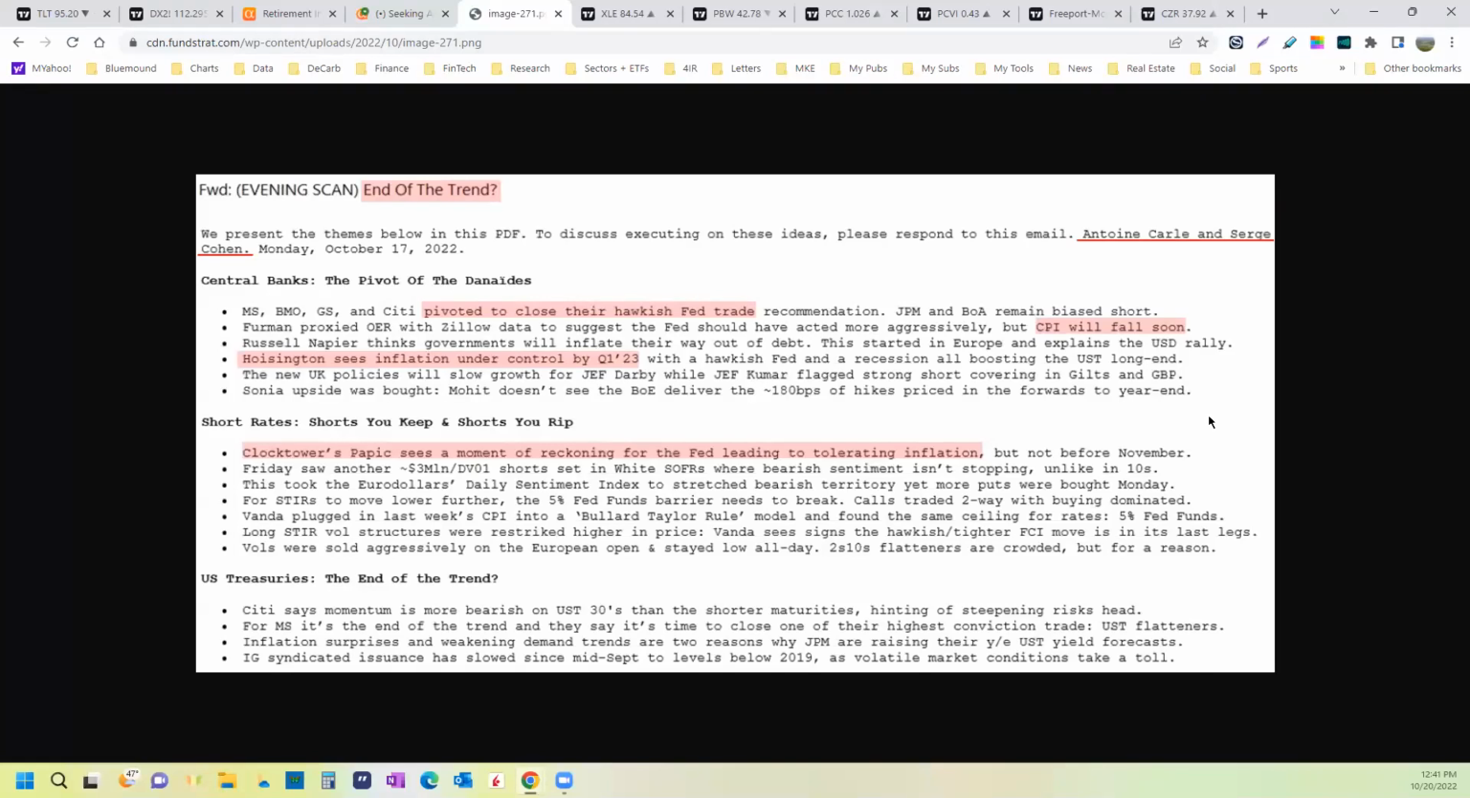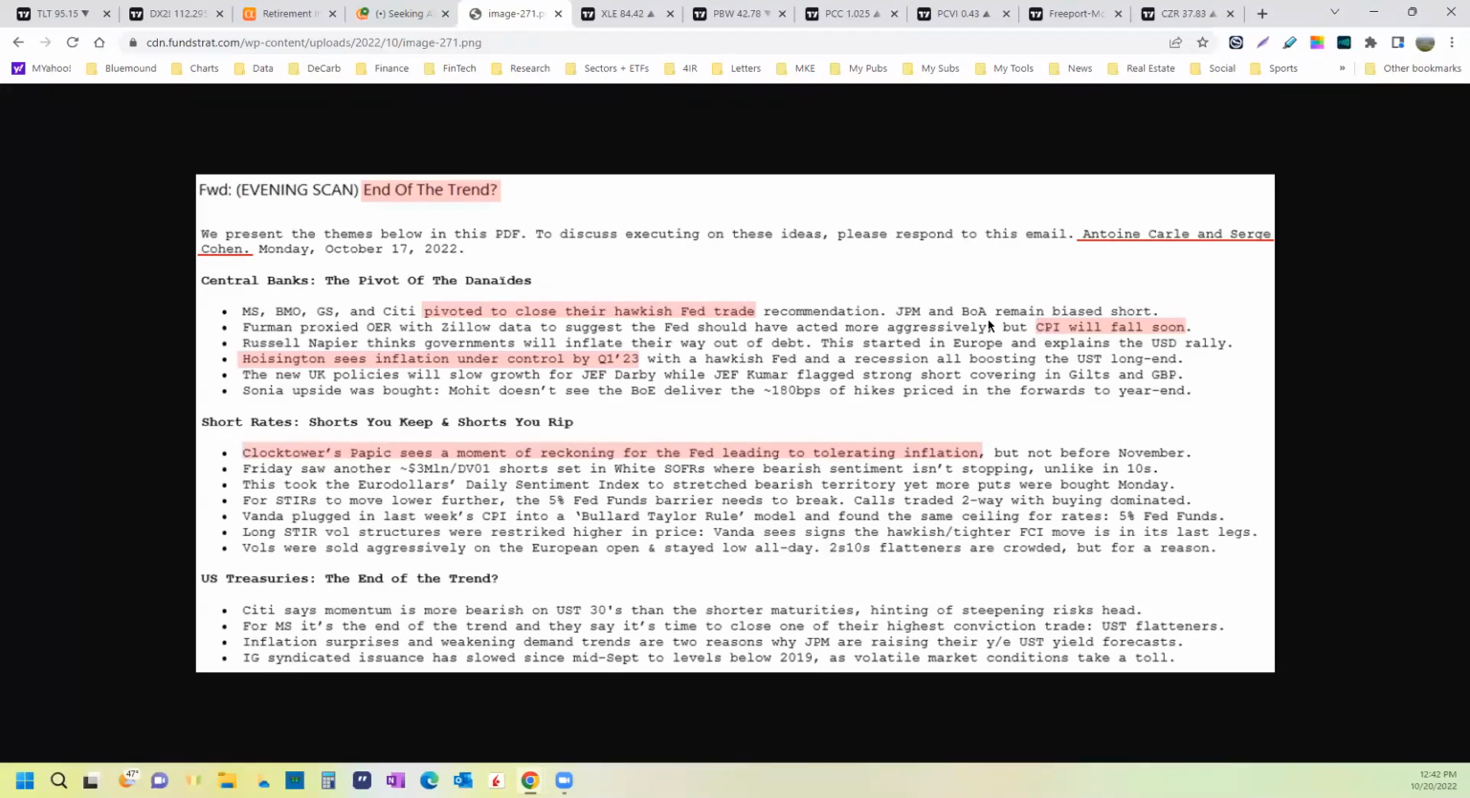So I went through some of the big banks. And you see Morgan Stanley, BMO, Goldman Sachs, Citi all closed their hawkish Fed trades. Well, immediately the narrative becomes, well, they're bullish. No, they're just saying what I'm saying. So they're not sure. And if you're not sure, don't make a bet. All right. It's like flipping a coin. Do you really want to bet on flipping a coin? Especially if there's a vig? No, you don't want to do that.